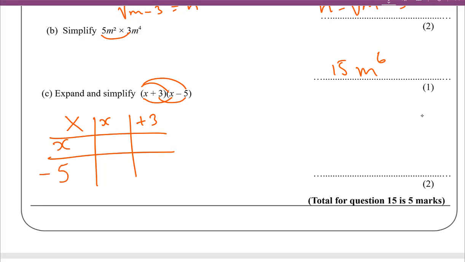We write x plus 3 and x minus 5 there. So x times x is x squared. x times 3 is plus 3x. Now the key is you need to write the signs in front of them.